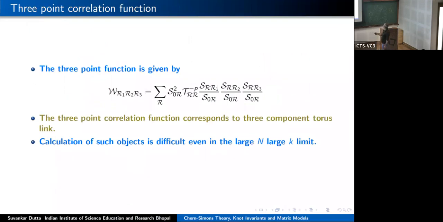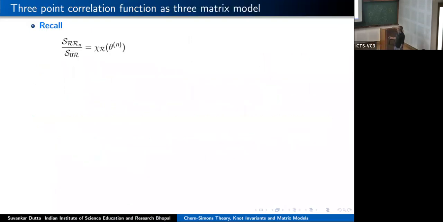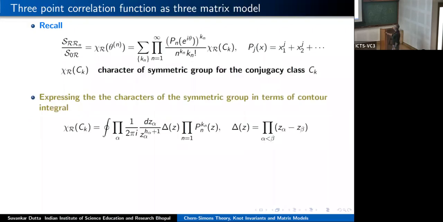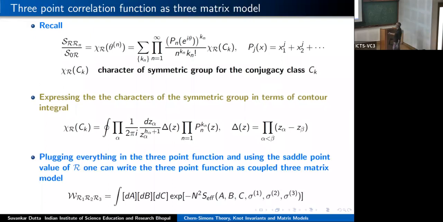You also had a sum over representations. So what we have done here is plug in these expressions for the characters, which gives some integration over three matrices and a sum over R, or integration over R. We have used the saddle point values for that representation and integrated that out. Finally we have landed up with this expression for the three-point correlation function. One can show that this can be written as a three-matrix model.